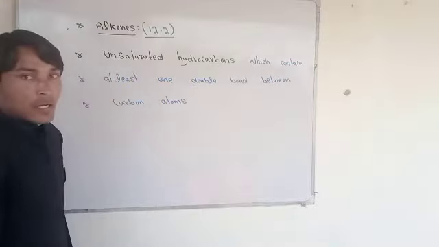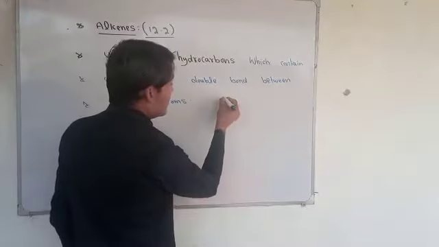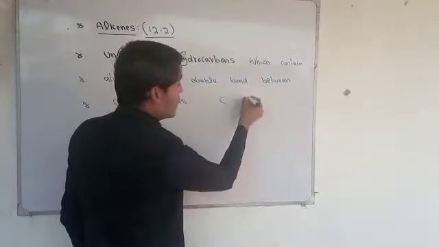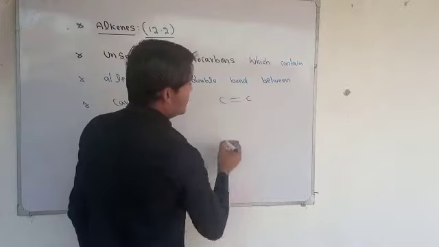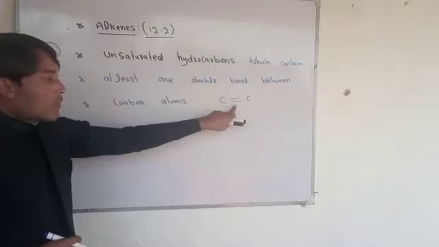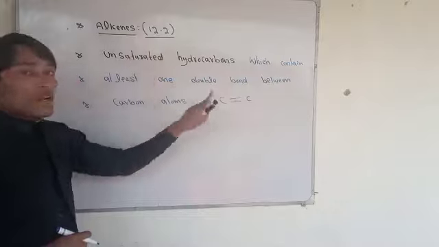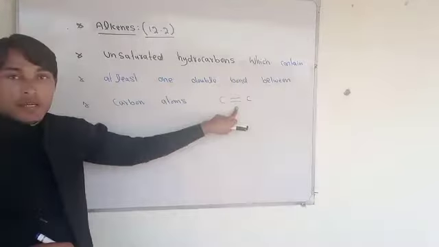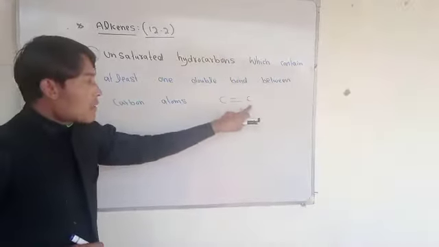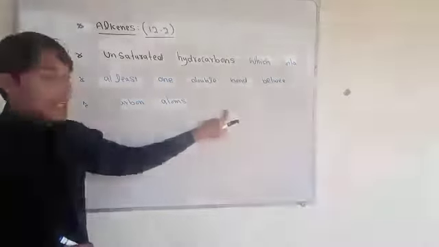For example, generally we can choose here carbon, and next one we have carbon, so we have a double bond. As we know, the functional group of alkene is the double bond, and this bond must be between carbon and carbon.